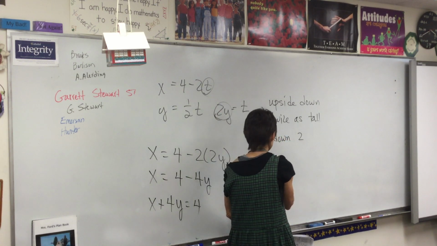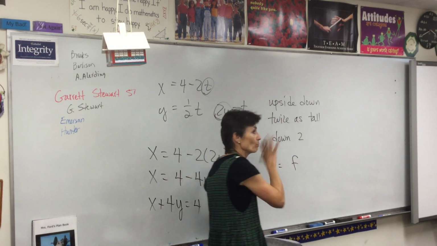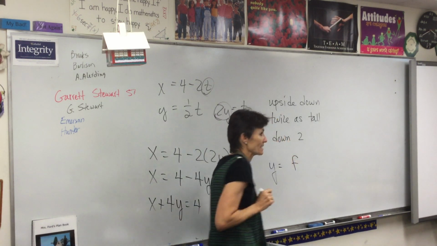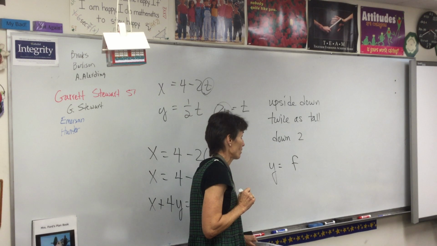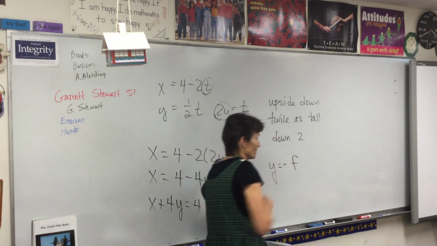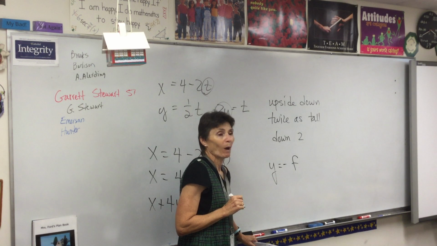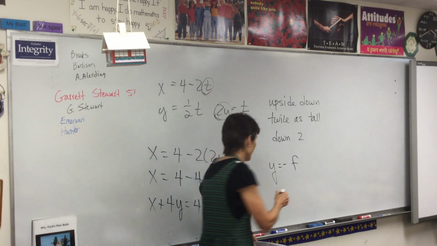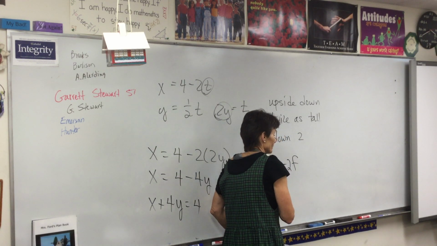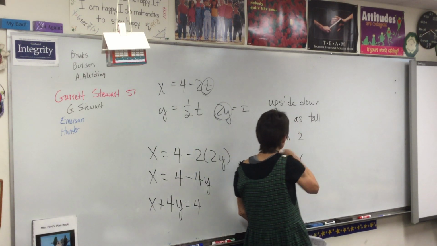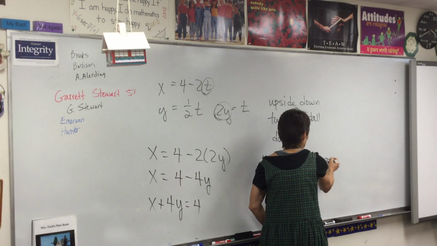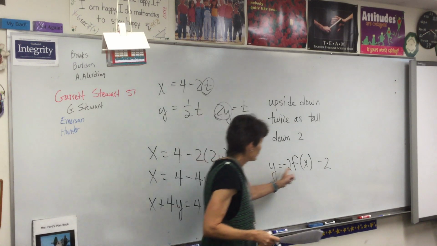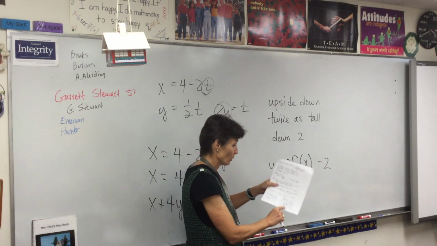Alright, so now we have to write an equation that does all that. Okay? So what flips you upside down? A negative where? Out in front. There's a negative out there. What makes you twice as tall? A 2 where? In front of the x. So there's a negative 2 out here. What takes you down 2? A negative 2 on the end? So if you graph that equation, you would get figure 2.